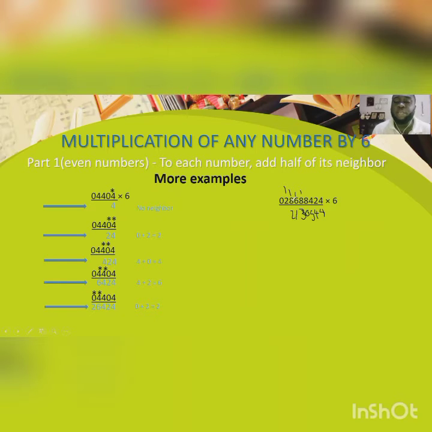2 plus half of 8. Half of 8 is 4. So 2 plus 4, 6 plus 1. We have 7. Then 0 plus 1. 1 is half of 2. So 0 plus 1 is 1.